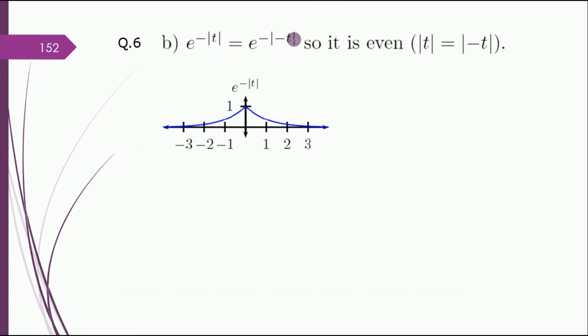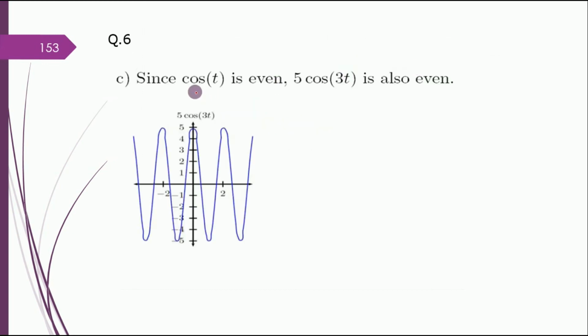So mod of t, mod of minus t is also in the same fashion, it is positive itself. It is as good as e raised to minus of t itself. Hence, this is an even signal. And cos t is even. Hence, scaling of cos, or time scaling of cos, will result in an even signal itself.